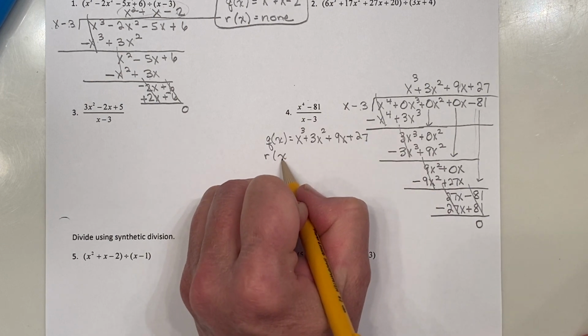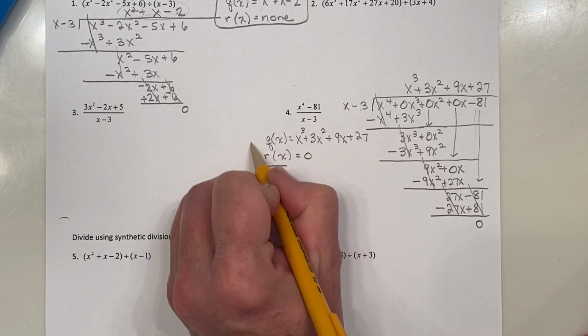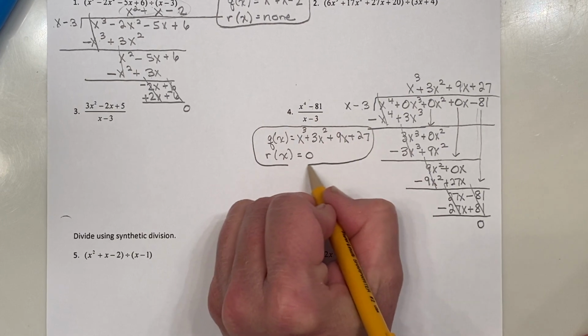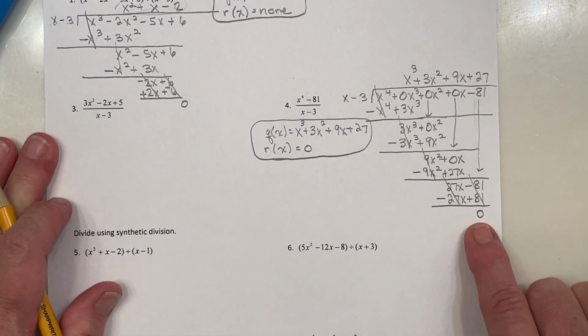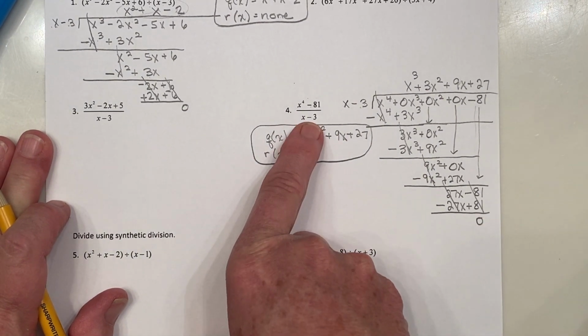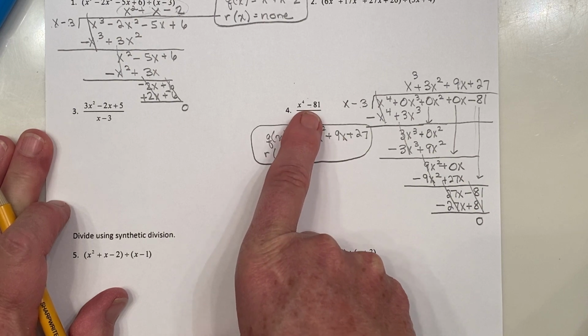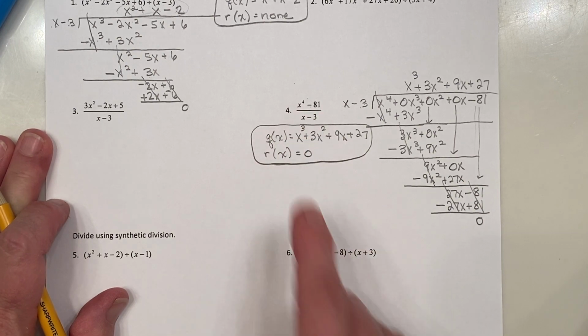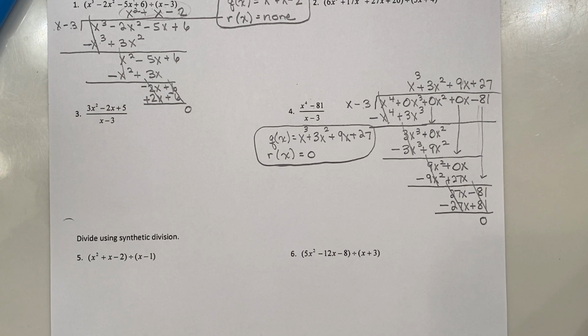And then we could put r of x is equal to 0 or none. Okay, so what further information can we gain from this because we have a remainder of 0? Well, we can say that x minus 3 is actually a factor of x to the fourth minus 81. I don't think all my examples have a remainder of 0. It just so happens that the ones that I chose have a remainder of 0. Okay.